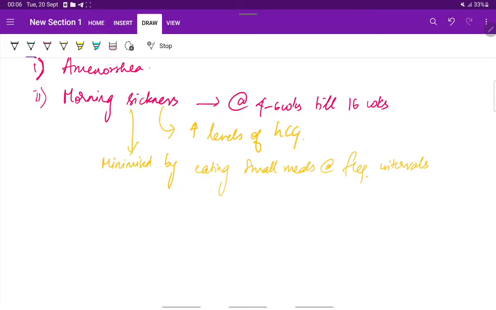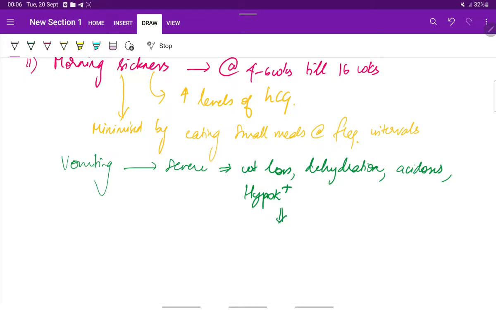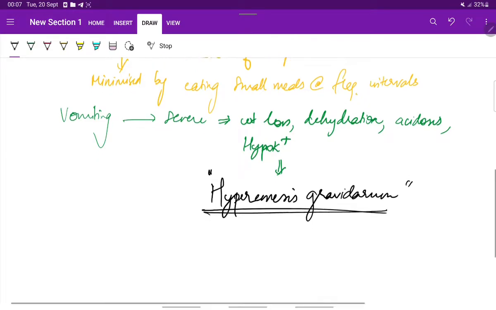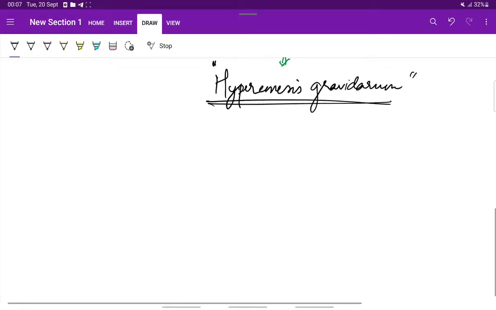And sometimes the vomiting can be severe enough to cause weight loss, dehydration, acidosis, and hypokalemia. This condition is called hyperemesis gravidarum. And treatment for this includes intravenous crystalloids, and sometimes certain drugs are even used to correct the acid-base imbalance.